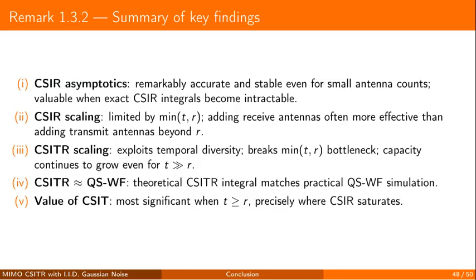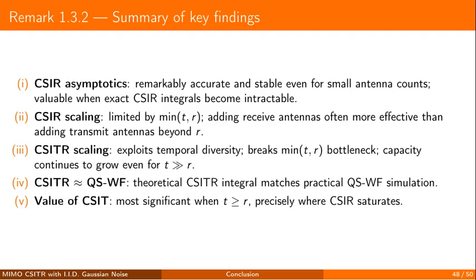Let me summarize the 5 main findings. First, the CSIR asymptotic formula is remarkably accurate and numerically stable, even for very small antenna counts, which makes it especially valuable in the regime where exact CSIR integrals become intractable. Second, CSIR capacity is fundamentally limited by the smaller of the 2 antenna counts. Beyond that point, adding transmit antennas yields diminishing returns, and adding receive antennas is often the more effective strategy.